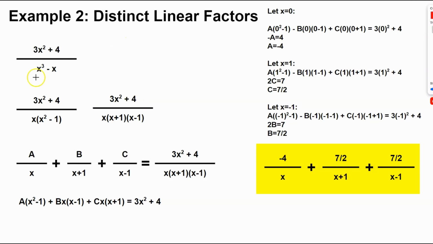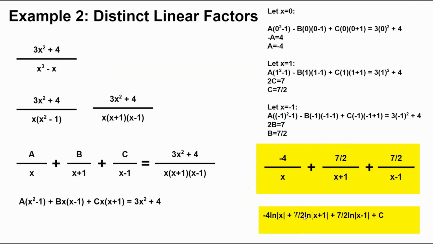And again, if you were integrating, which is common, this would simply turn out to be negative 4 ln of x plus 7/2 of ln of x plus 1 plus 7/2 of ln of x minus 1 plus c. This little shortcut I told you about with the ln still holds true even if the numerator is a fraction. Just make sure that the numerator is a constant and the denominator is a linear factor, being added or subtracted by a value or just by 0.